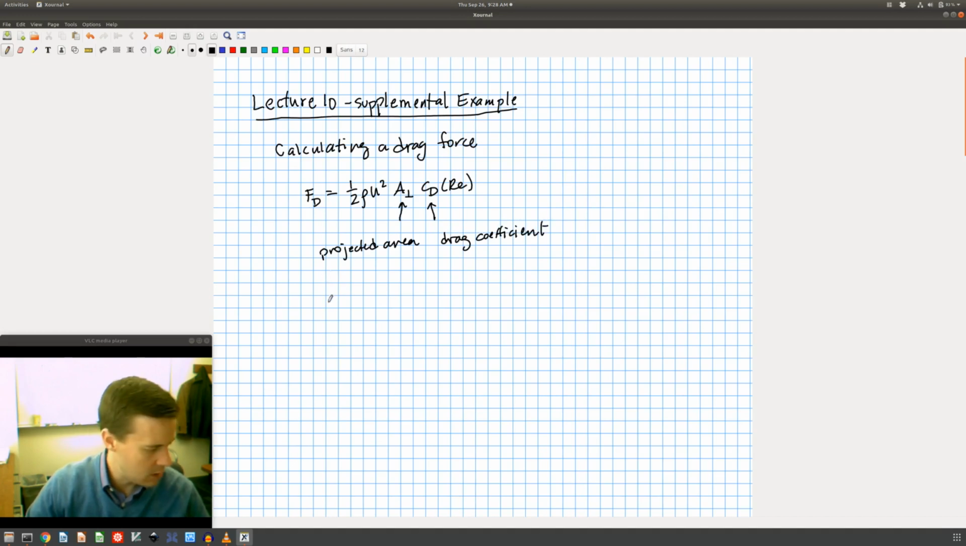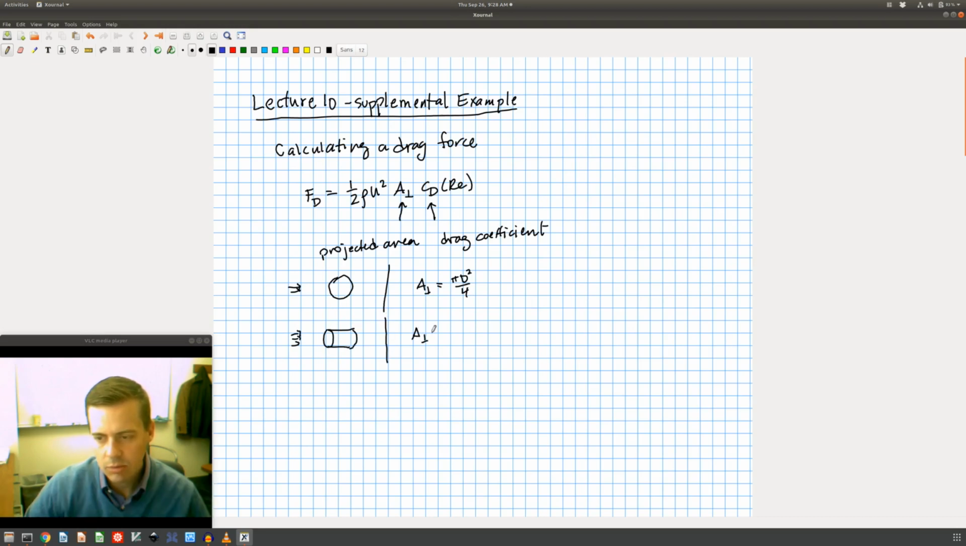To get the projected area, of course, you have to know the object that is being dragged through the fluid. For example, if it's a sphere, the projected area onto some wall is a circle, so the projected area there will be pi d squared over 4. As I showed in class, if you have a cylinder oriented in this direction, that also gives you the projected area of a circle, pi d squared over 4.